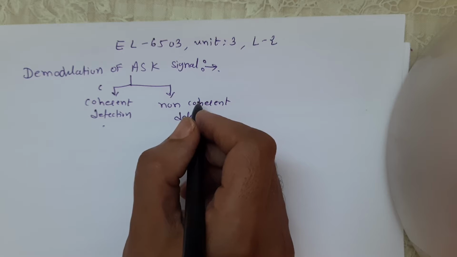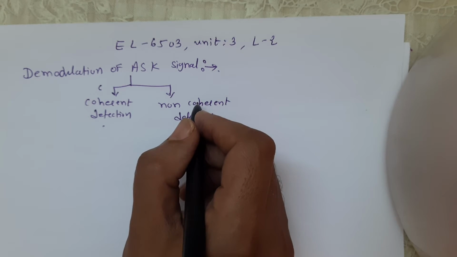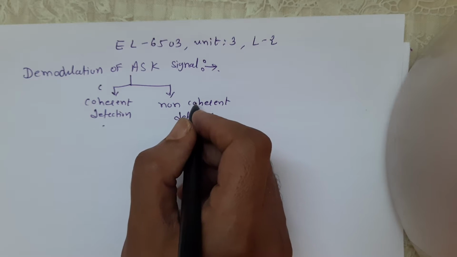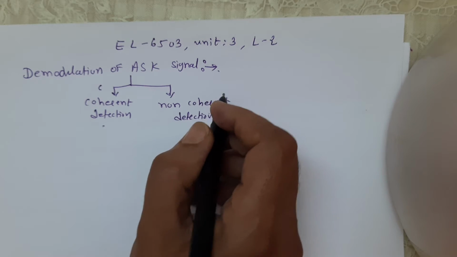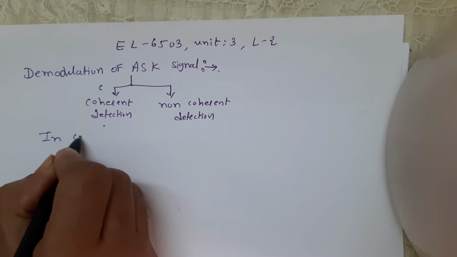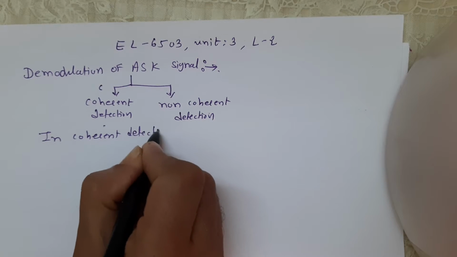Due to the requirement of a carrier in the receiver, which is in synchronism with that of the transmitter, the coherent detection circuit is more complex compared to the non-coherent detector. However, the coherent detector provides better performance under noisy conditions. Now we are discussing coherent detection.